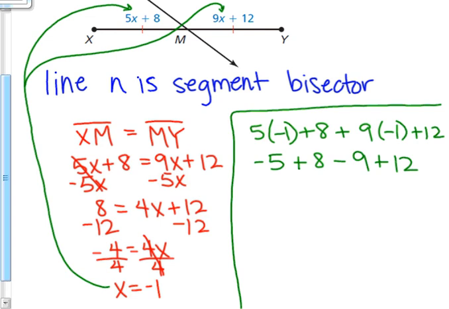Well, I know that negative 5 plus 8 is 3. I'm taking this one step at a time. I know that 3 minus 9 is negative 6. And I know that negative 6 plus 12 gives me positive 6. So 6 is the distance between x and y. That's how you'd write that answer.